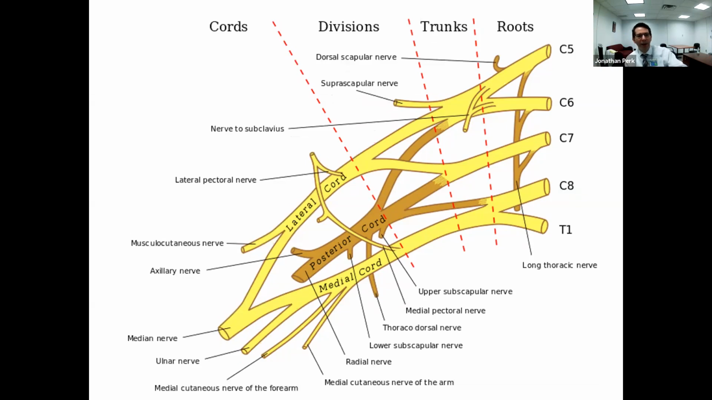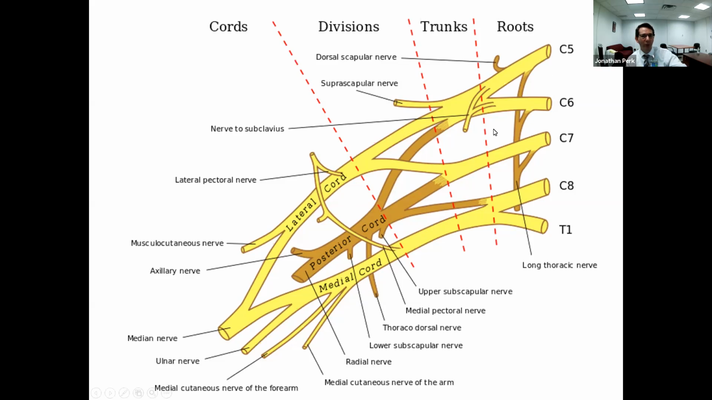All right, so that's the structures until the cords divide into the branches, in other words, the nerves themselves. The nerves themselves, as we mentioned earlier, we're going to talk about in the next noon conference.